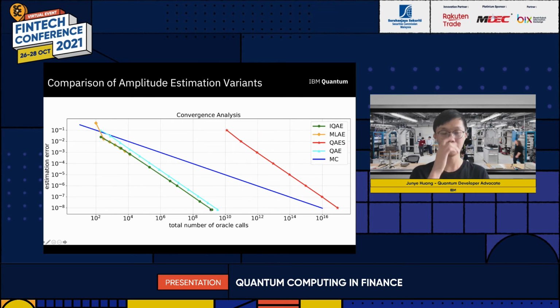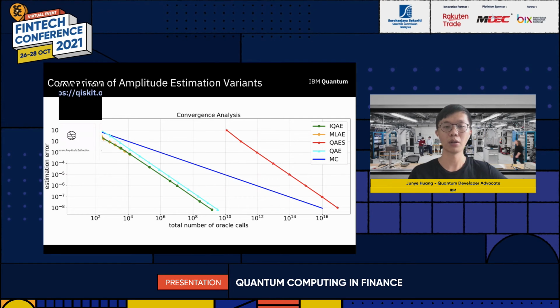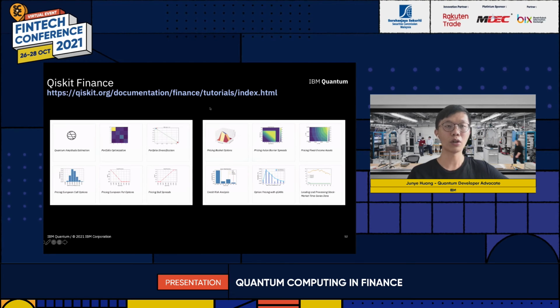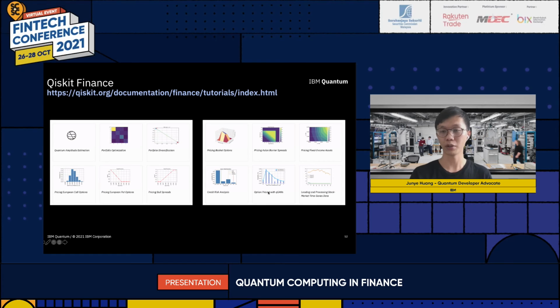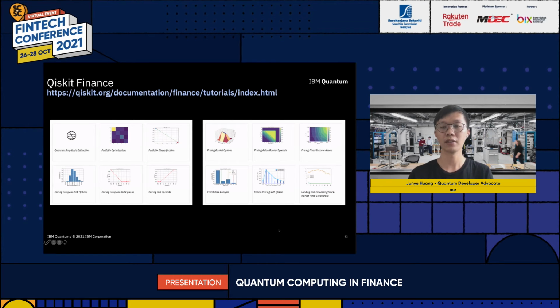So we hope that in the near future, we can use this improved quantum amplitude estimation algorithm to solve these problems. We also have a Qiskit finance module dedicated to finance and leveraging Qiskit optimization and Qiskit machine learning. So you can have a look at this tutorial. Unfortunately, I don't have time to do a demo for this, but you can go there and take a look. It shows you portfolio optimization, pricing European call options, and different other things, also Asian barrier spread pricing and credit risk analysis, and also using machine learning to do option pricing using QGANs.